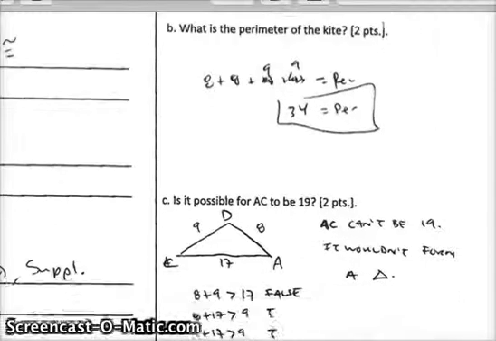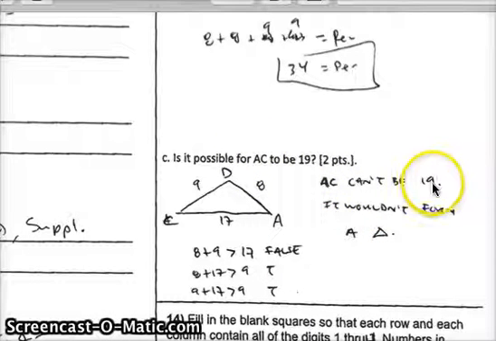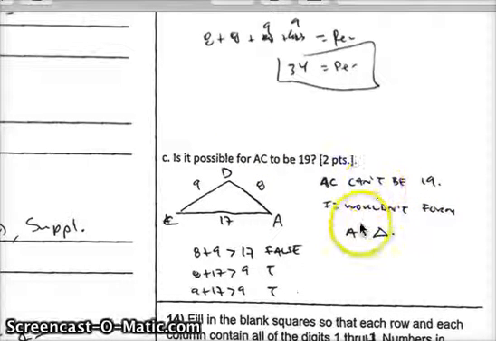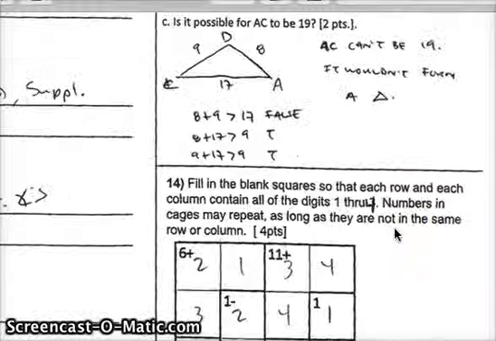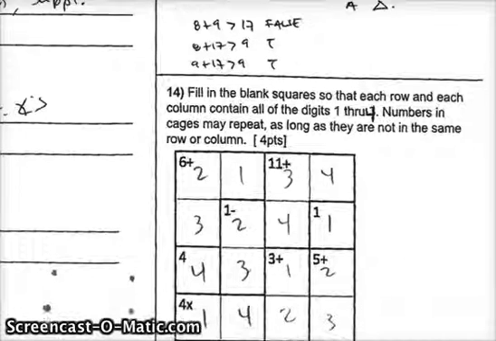Question 13C, I made extra credit. Is it possible for AC to be 19? It can't be, because if 19 is its length, then it wouldn't form a triangle. You would have to show me the triangle inequality theorem. And then on the Inky, there's your answers.